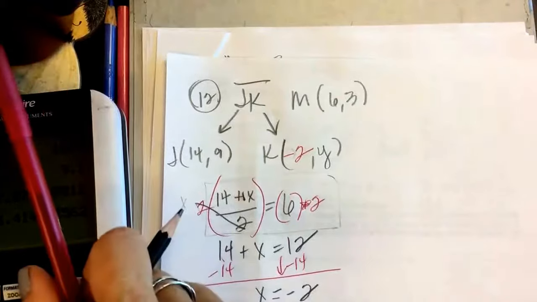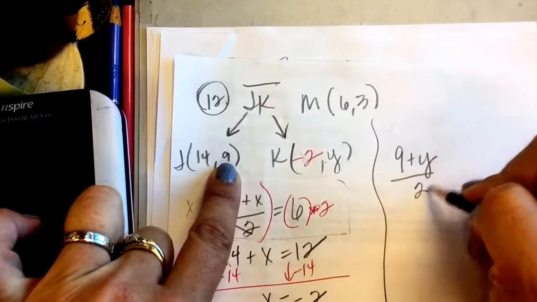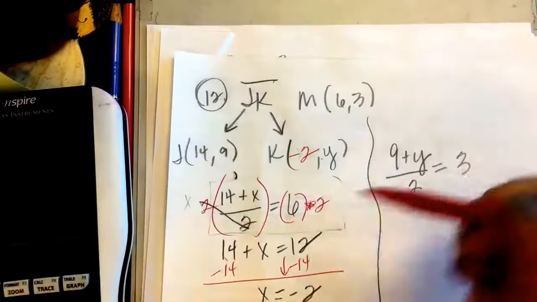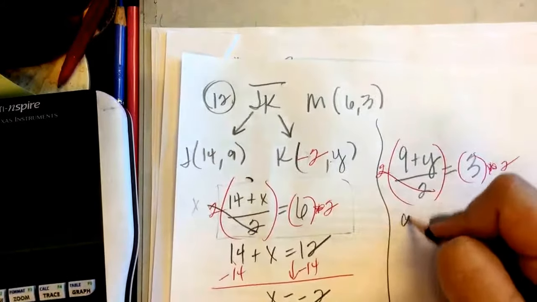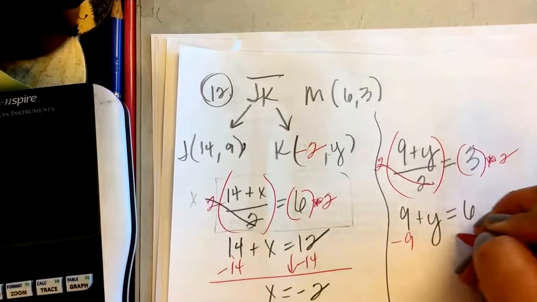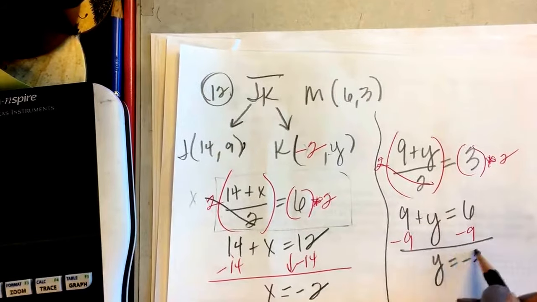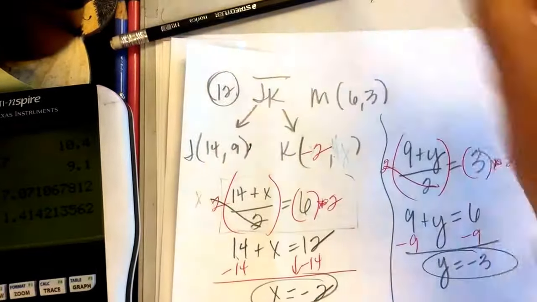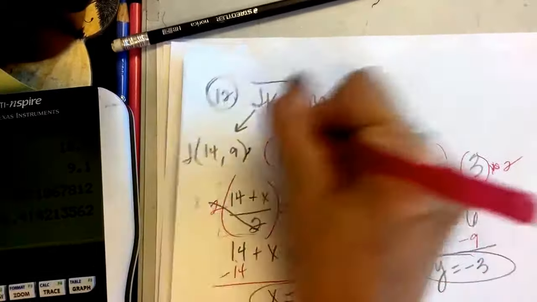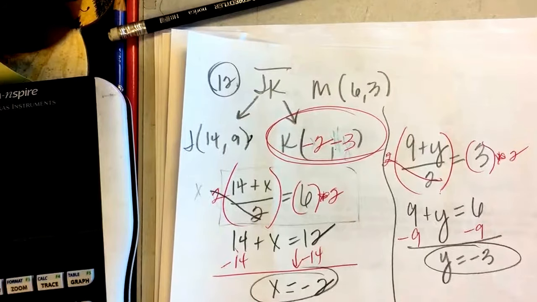And then I've got to go deal with the Y's. When I put together the 9 and the missing Y and average those, I get 3. So to undo divide by 2, I have to multiply both sides by 2. We've done these. You guys know that this is going to come at you for your test. 9 plus Y equals 6. When I take 9 away from both sides, I get Y is equal to negative 3. So then I go back up here. My missing K is -2, -3. Make sure it's clear where your missing K point is. A lot going on in that problem.